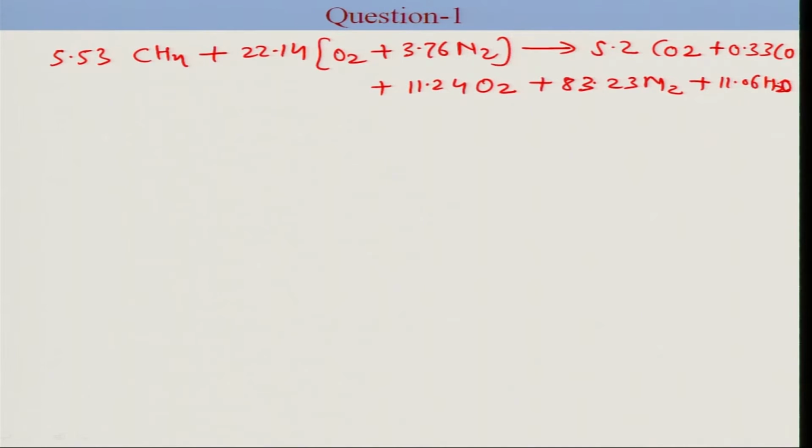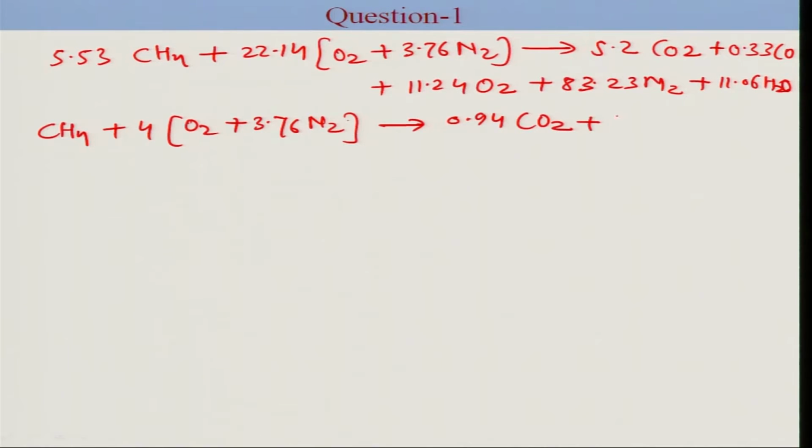So, now for 1 kilomole of fuel combustion, equation can be written as CH4 plus O2 plus 3.76 N2 gives 0.94 CO2 plus 0.06 of carbon monoxide plus 2.03 of oxygen plus 15.05 nitrogen plus 2H2O. Okay.